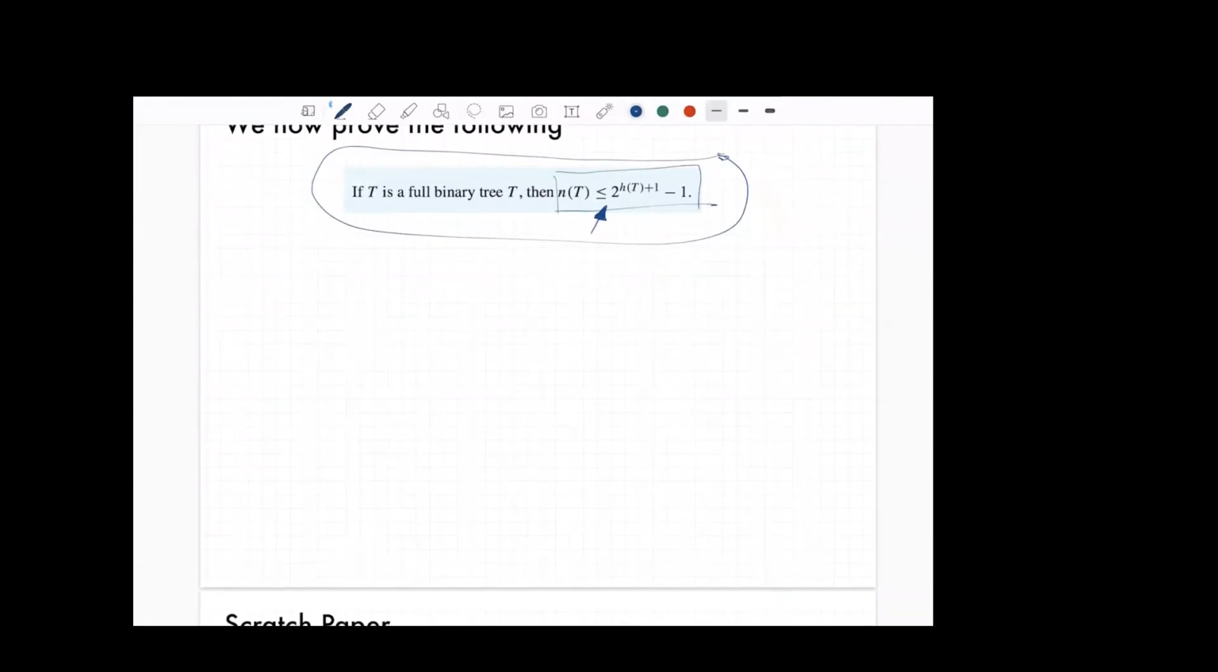Let's take some edge cases. When can I actually have equality here? In terms of full binary trees, let's draw a tree like that and see what it says. What's the height of this tree?